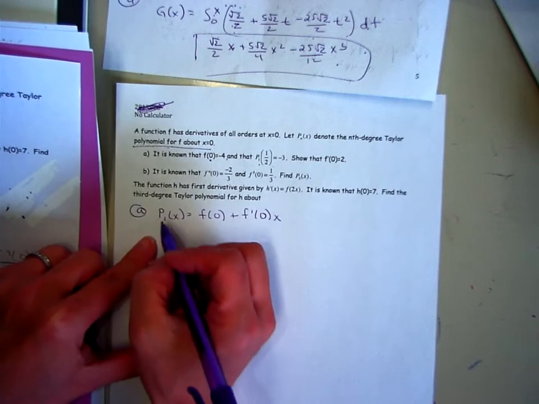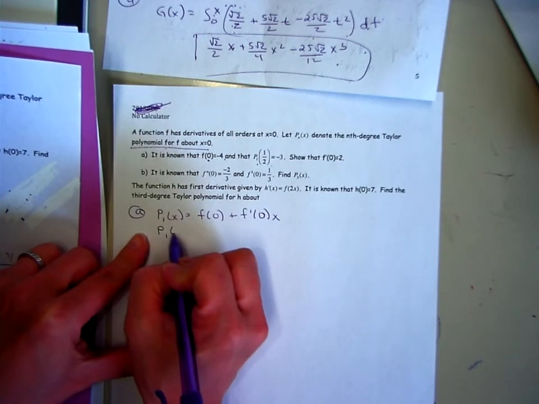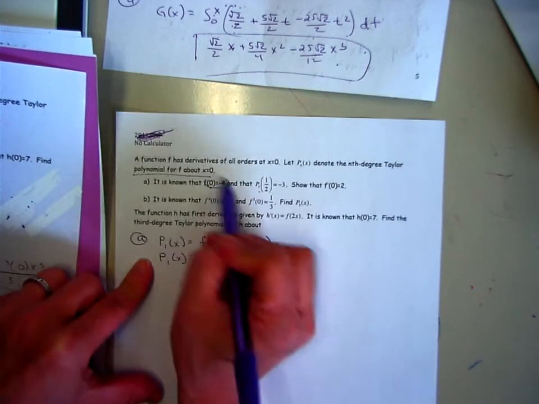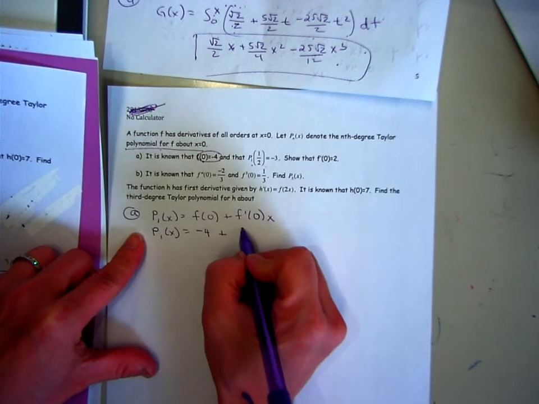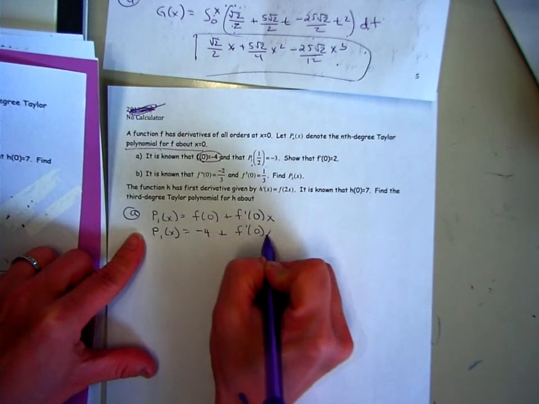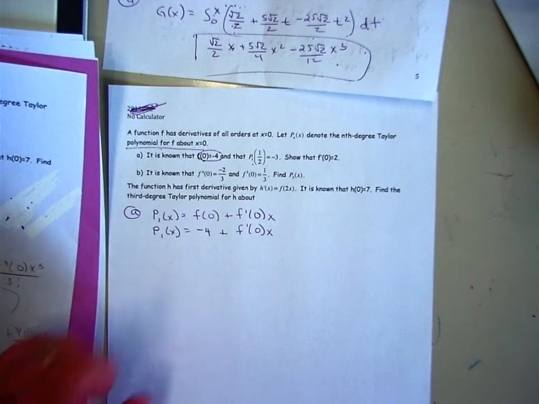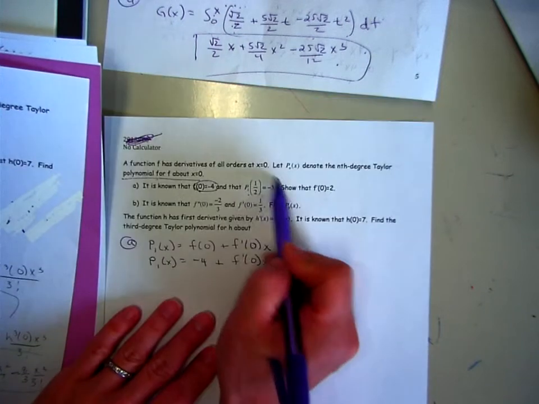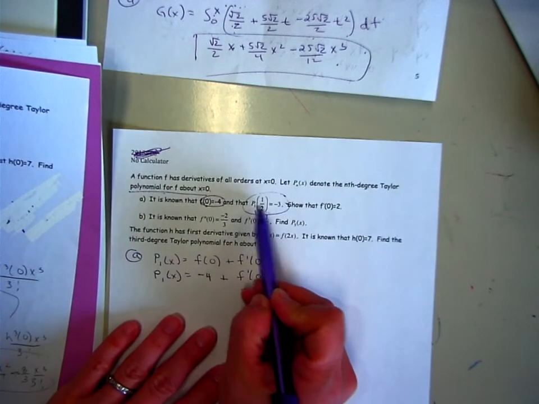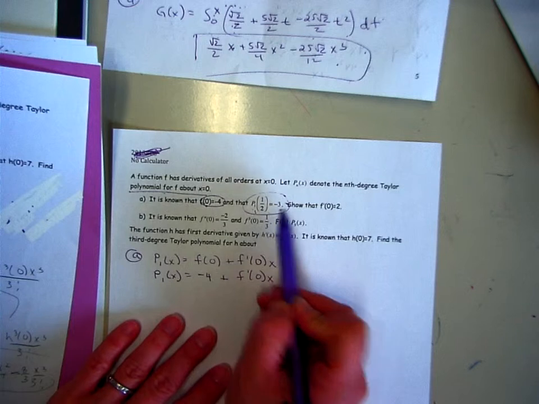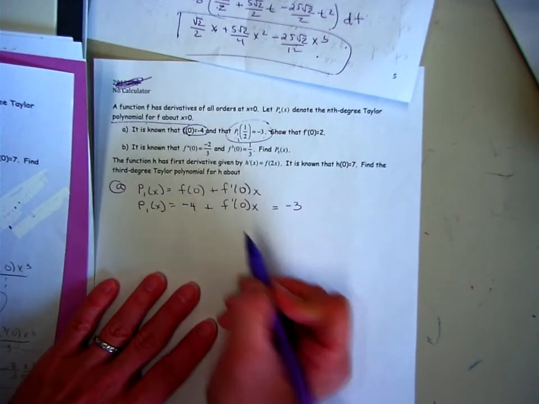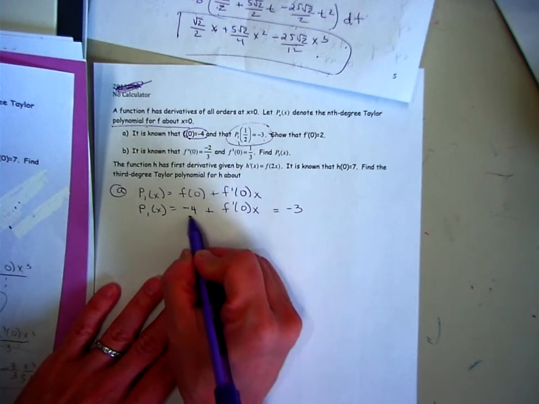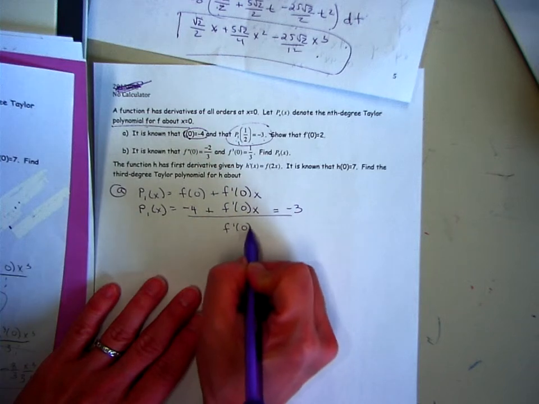Okay, so let's use the information they gave us. They told us that f of 0 is -4, and they didn't give us this value, so I'm going to leave it like this. But now they're telling us that the polynomial equation is -3. So using this formula, this has to be equal to -3. So in order for this to be a true equation, f prime of 0 times x is equal to 1.